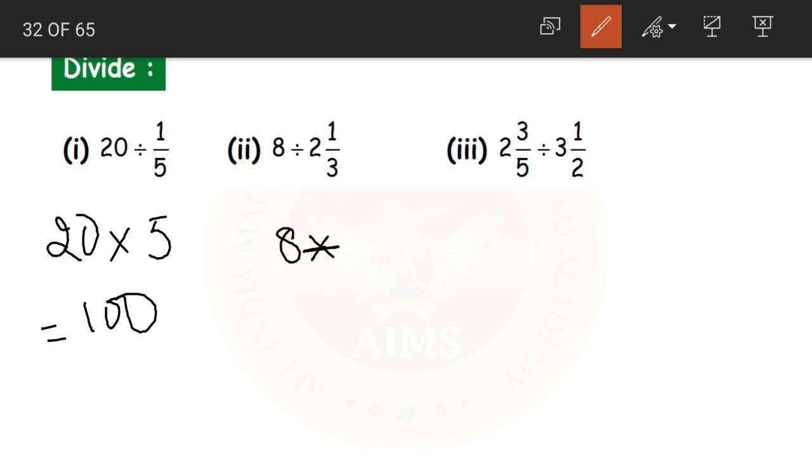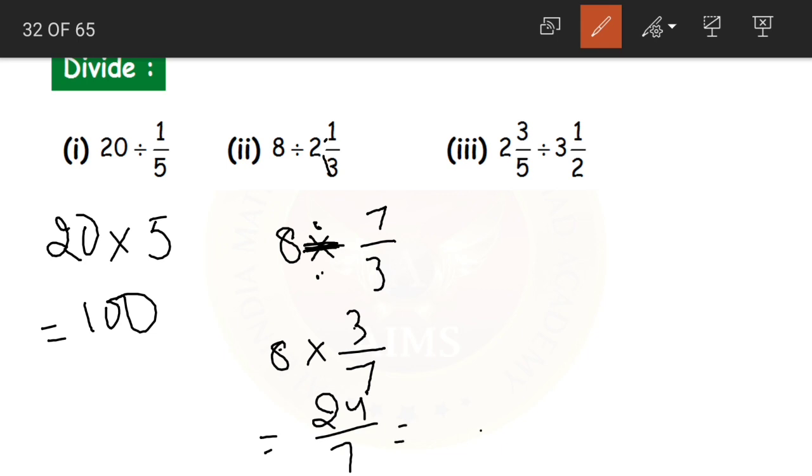Now 8 divided by 2 1 by 3. It becomes what? 8 divided by, now 2 1 by 3 becomes 3 twos are 6 plus 1, 7 by 3. So 8 into 3 by 7. Yes, 8 into 3 by 7. It becomes 3 eights are 24 by 7, or in terms of mixed number it becomes 3 3 by 7. 3 sevens are 21 plus 3 becomes 24. So 3 3 by 7 becomes our answer here.